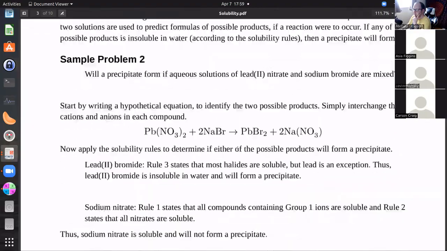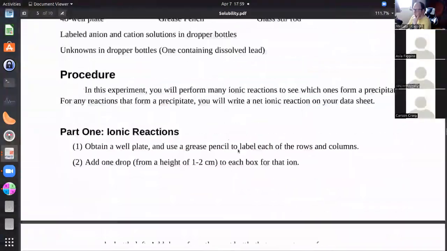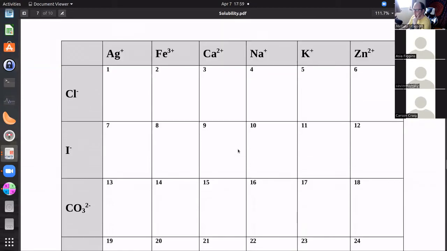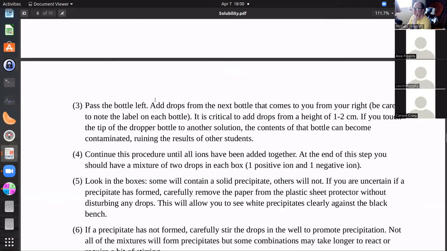So if we come down here to this table, if we're using our rules, we're going to start off in this first row here with chloride, and we're going to have this first column with silver. So this would be mixing silver with a chloride, right? So is that going to be a soluble or insoluble one according to our rules? Anybody know? No? Okay.